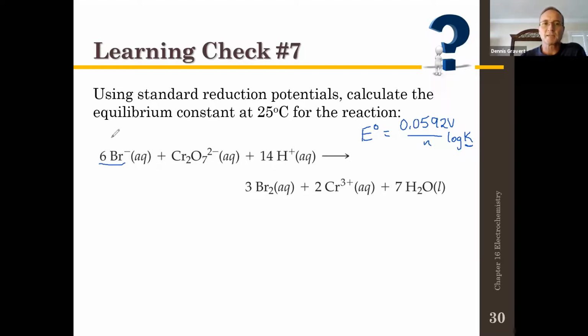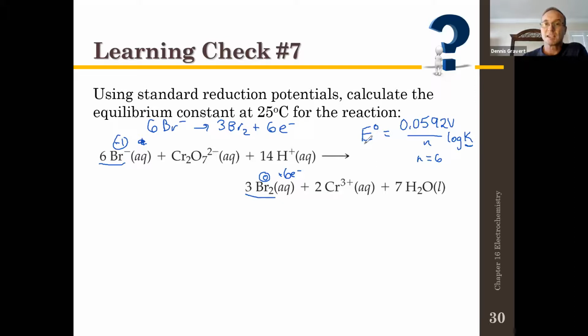We have 6 bromides going to 3 Br2 molecules. So 1 bromine starts at oxidation number -1, and ends up in its natural form with oxidation number 0. We're going to release 1 electron for every 1 bromine, but there are 6 of them. So N equals 6, right? 6 Br minus ions are going to turn into 3 Br2 molecules and lose 6 electrons, 1 electron per bromine, going from -1 oxidation number to 0. And it's already balanced. So we know that the dichromate must accept or gain 6 electrons.